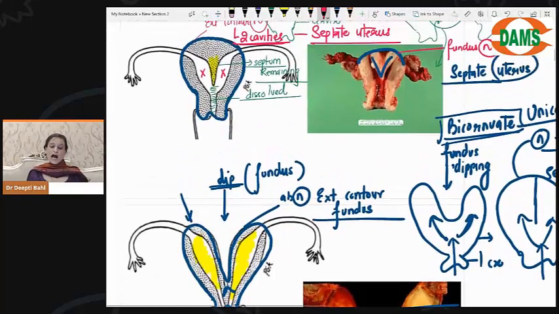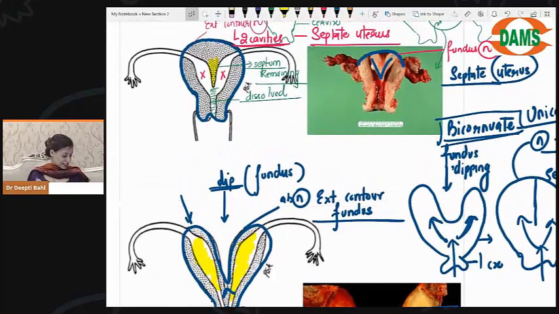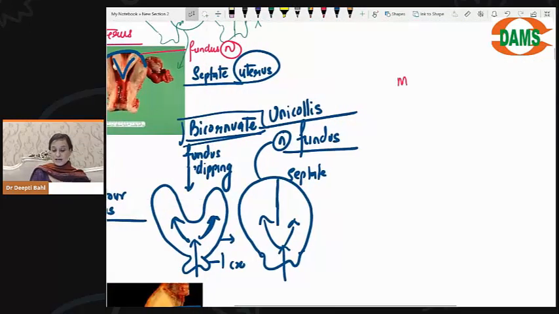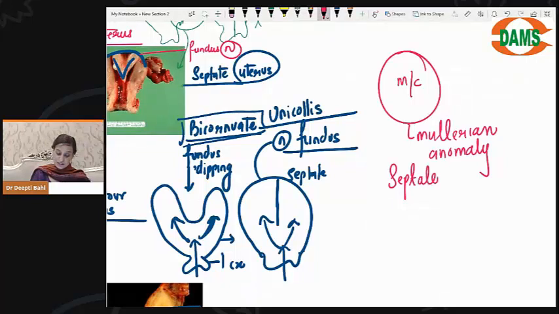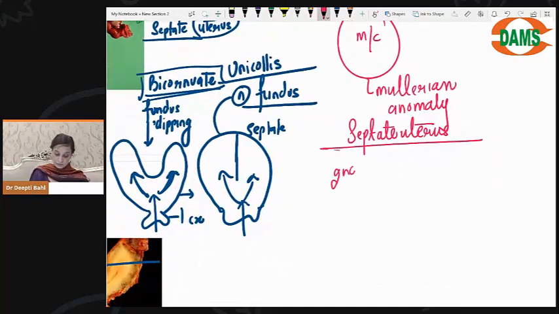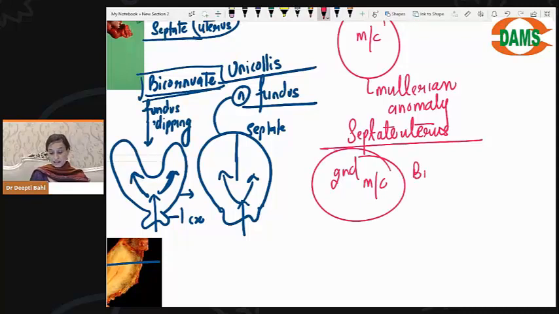So out of the three Mullerian anomalies that I have shown you, which is the most common Mullerian anomaly? The most common Mullerian anomaly is septate uterus. This is in general the most common. The second most common Mullerian anomaly is bicornuate unicollis.